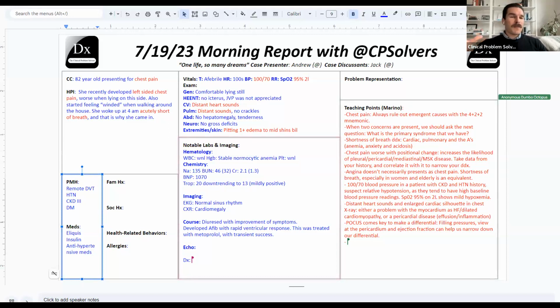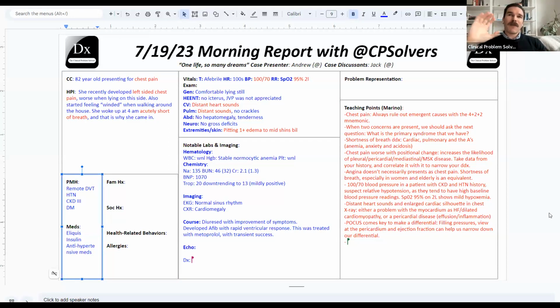So to me, the pain when she lies on her side signals that there's a positional component to the chest pain, which invokes my illness script for pericardial disease, or classically pericarditis, but also certainly an inflammatory pericardial effusion.